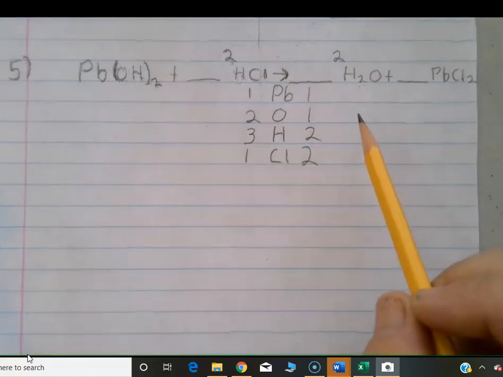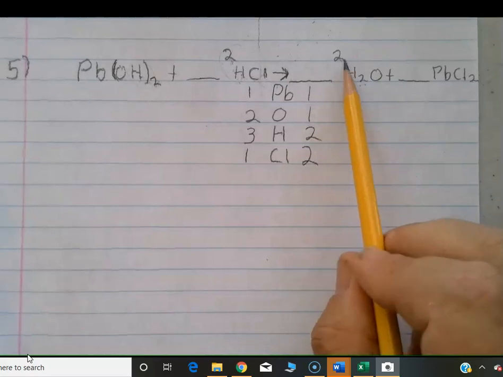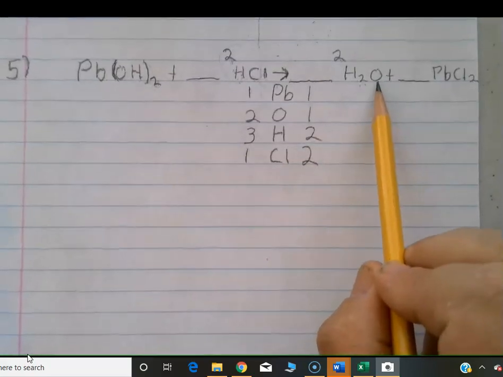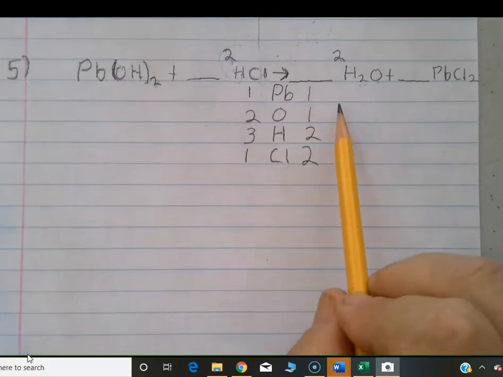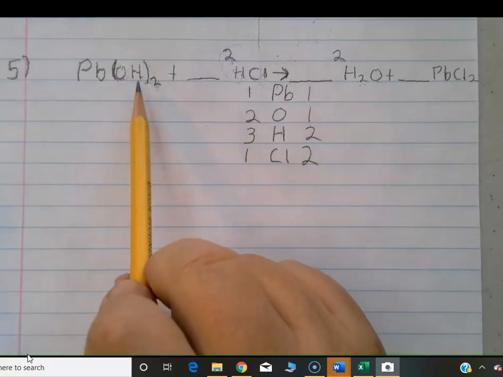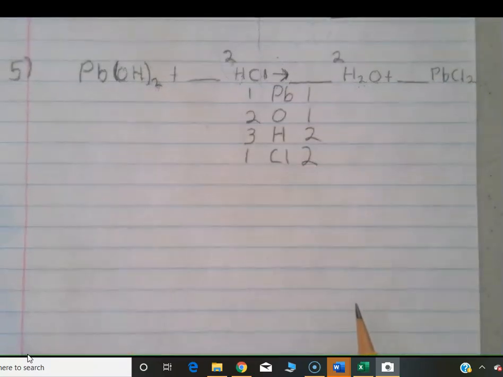Now let's look at oxygen. When we added the 2 there, we not only doubled the number of hydrogens, but we doubled the number of oxygens. So now we have 2 oxygens. If we come over here, we already have 2 oxygens. So it looks like everything is in balance.